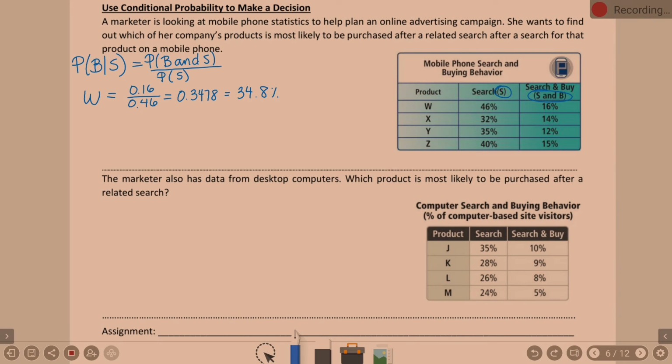Can you do that for the next 3? Given a calculator, it's an easy task, right? So after W is X. For X, search and buy divided by search. When you divide 0.14 divided by 0.32, you get 0.4375, which is approximately 43.8%.